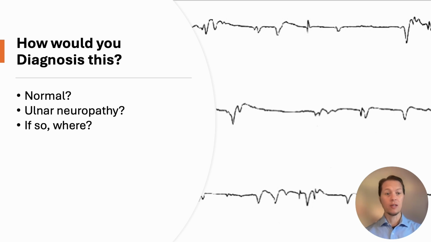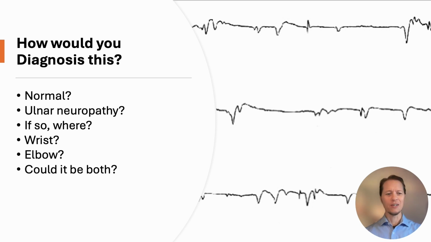Is it ulnar neuropathy? If so, we haven't talked about this. Is it at the wrist? Is it at the hand? Sorry, is it at the elbow? What is going on? I'm clearly withholding some data here. Could it be both, right? We've all seen those cases.